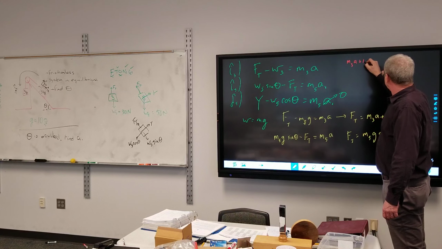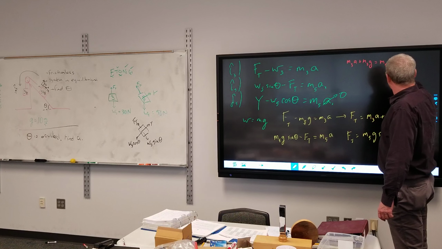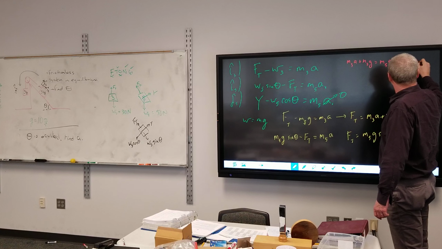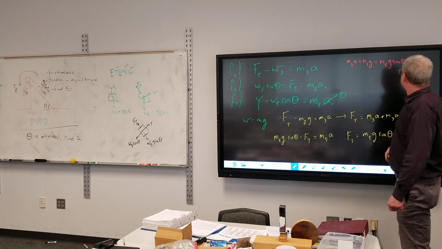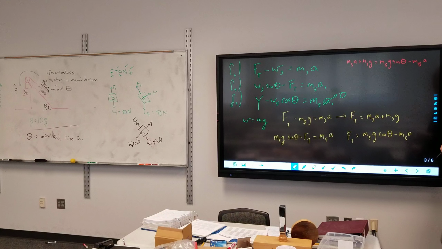M3A plus M3G equals M5G sine theta minus M5A. We're solving for A. So now what? Well, there's only one variable we don't know here, so I guess now we can start plugging in numbers. Okay.